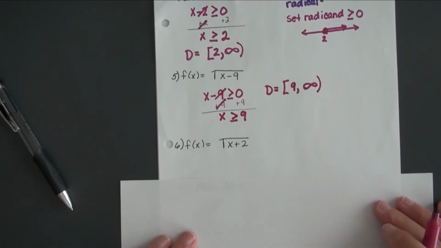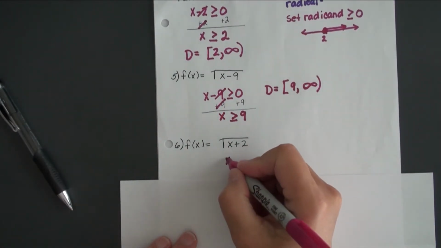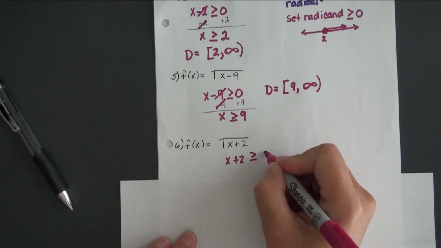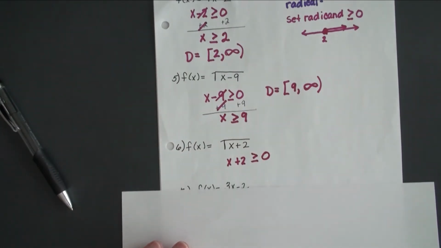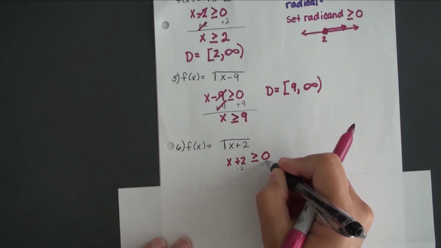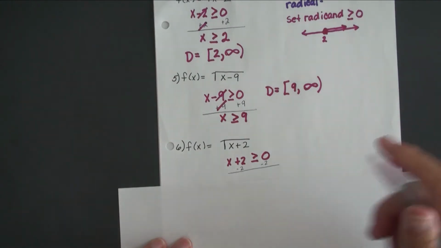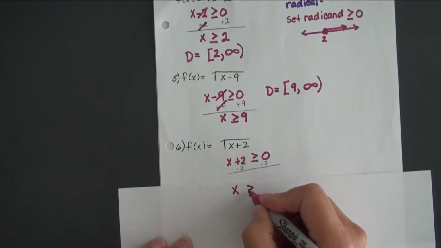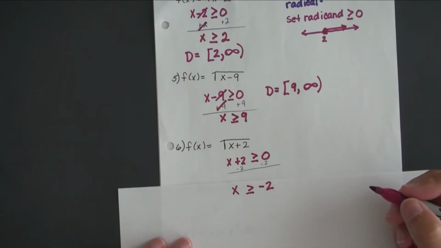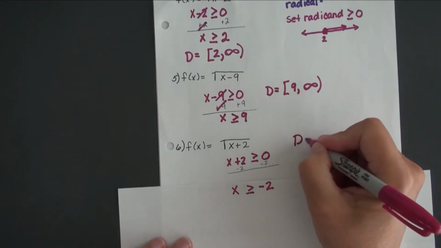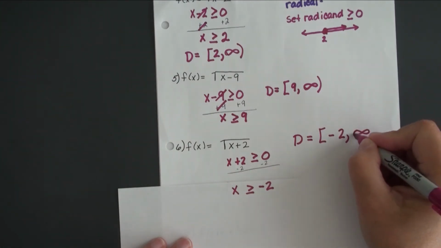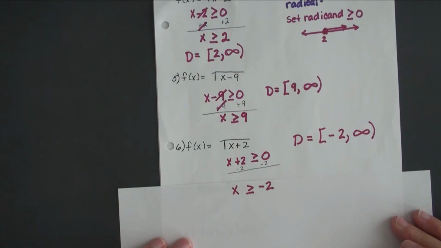Okay, so what would this last one look like? X plus 2 is greater than or equal to 0. I will minus 2 from both sides. So x is greater than or equal to -2. Therefore, our domain is from -2 with a bracket to infinity.